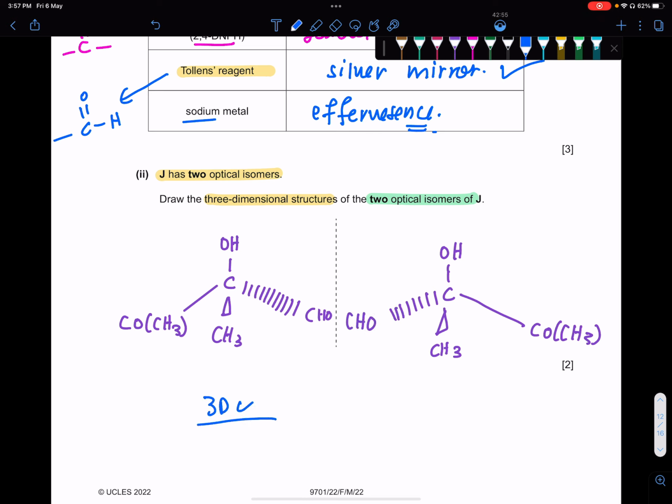This is the mirror image. The mirror images are non-superimposable, having a chiral center there. A chiral center refers to a carbon atom that is bonded to four different types of groups. So that's how you are going to draw the three-dimensional structure of the optical isomerism. Okay, I hope this is clear. This is easy, not hard at all.